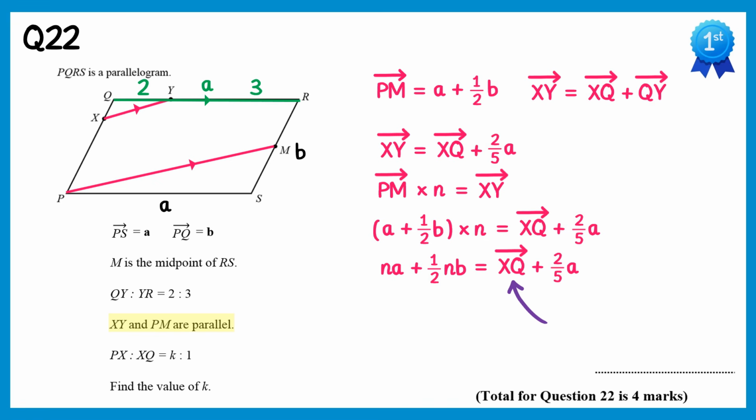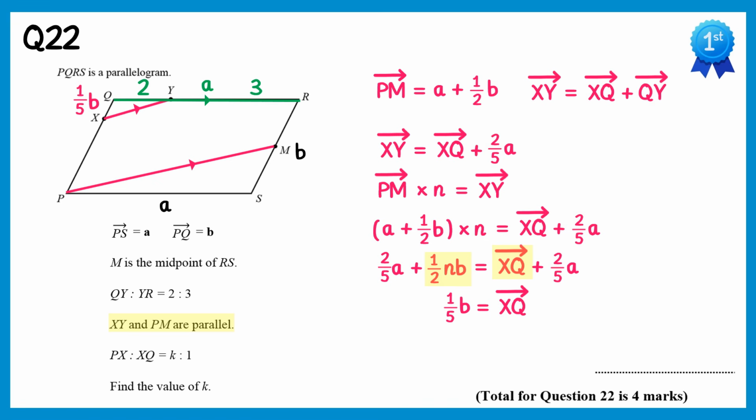The vector XQ here is parallel to this vector, so it must be a multiple of B. This means the only terms involving A must be the nA here and the 2/5 A here. Therefore we can conclude that n must be 2/5. If we now look at these two terms, knowing that n is 2/5, we get 1/2 times n, which is 2/5, times B, must equal XQ. If we multiply 1/2 and 2/5, we get 2/10, which simplifies to 1/5. So XQ must be 1/5 B.